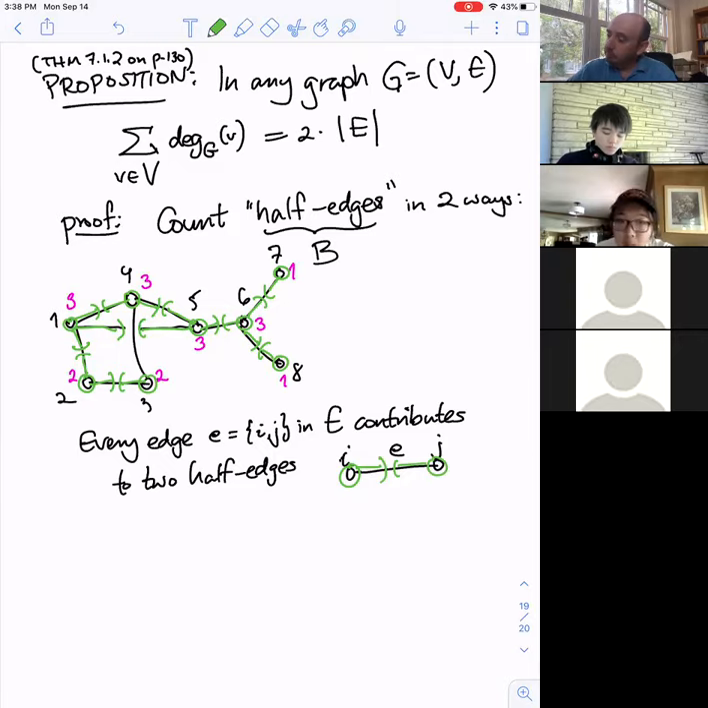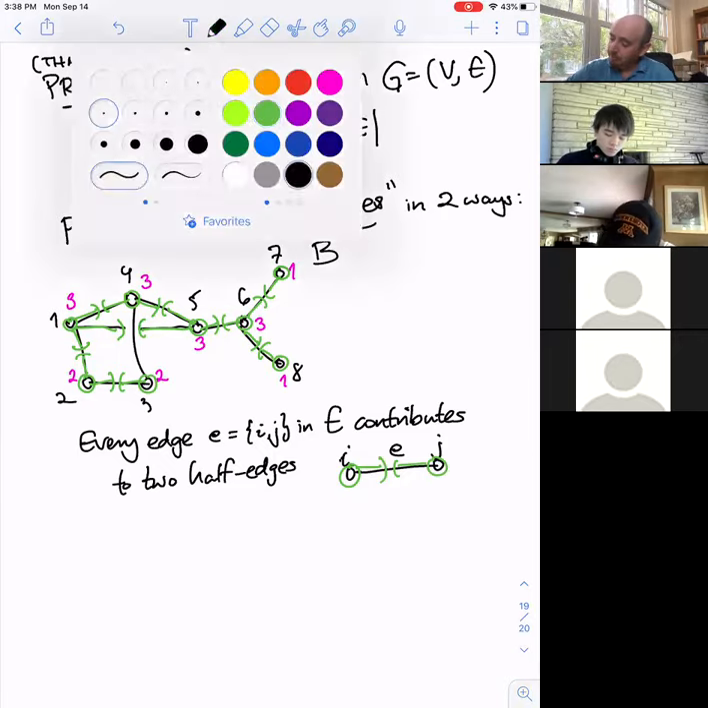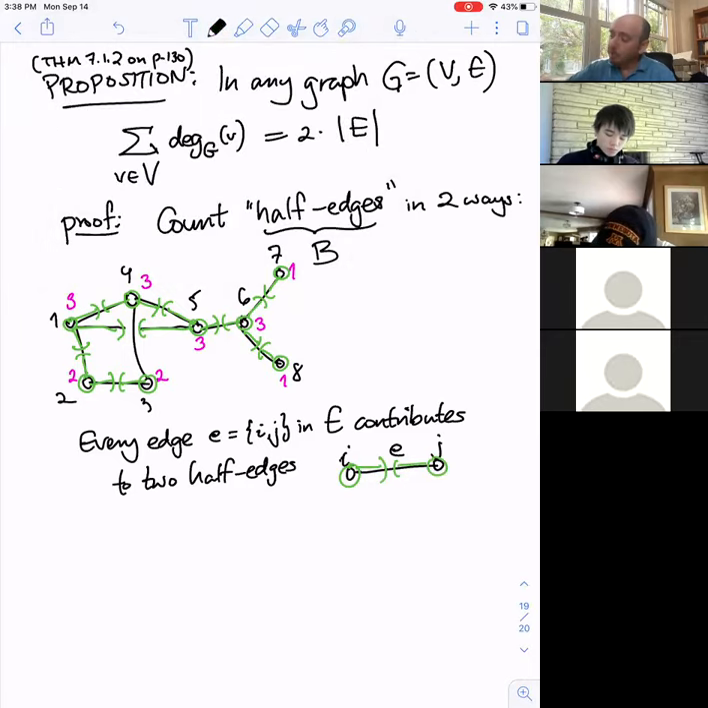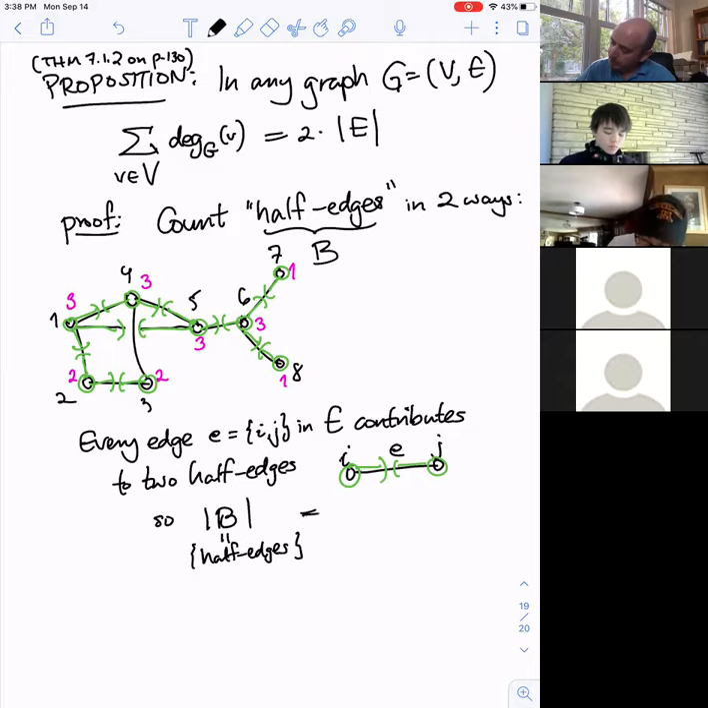On the other hand, in that sense, the number of half edges, let me say this explicitly. B, the set of half edges, is a set that I'm going to count in two ways. It should have size 2 times the number of edges. Does everybody see what I'm saying there? Questions?